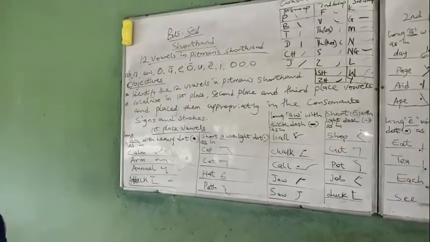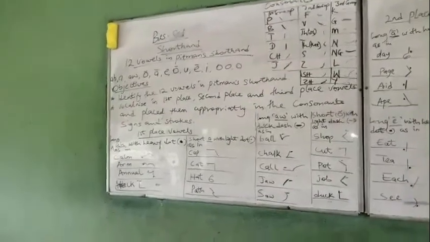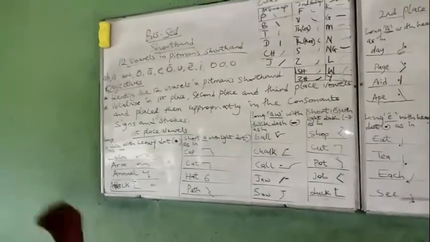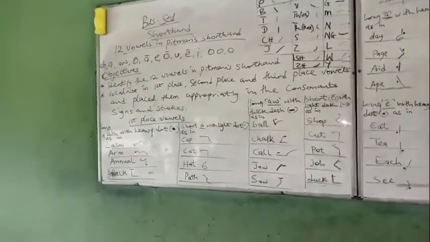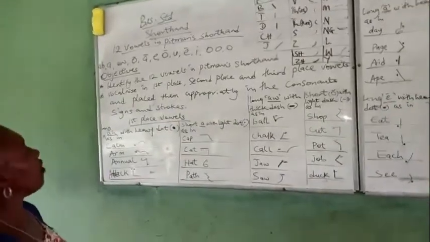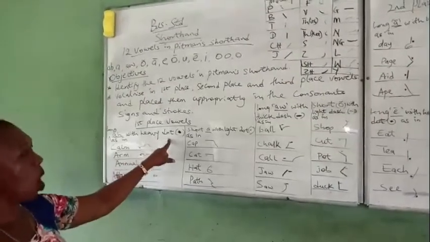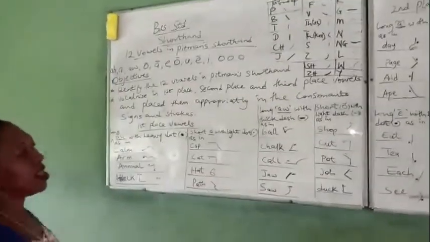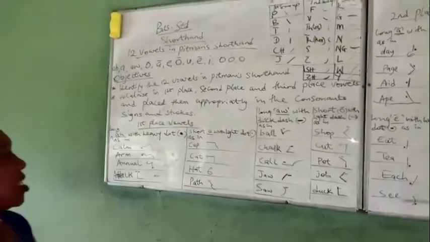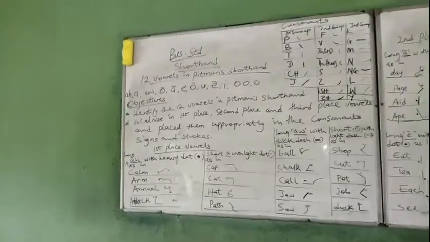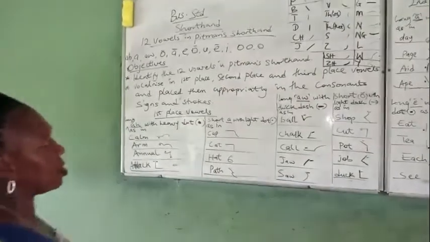As I told you, these 12 vowels are represented by long vowels and short vowels. In the long vowels, we have it with either thick dots or heavy dash. Then in the light one, we represent it with light dots and light dash. So these 12 vowels of shorthand are divided into 3, which fit in the first place, second place, and third place.